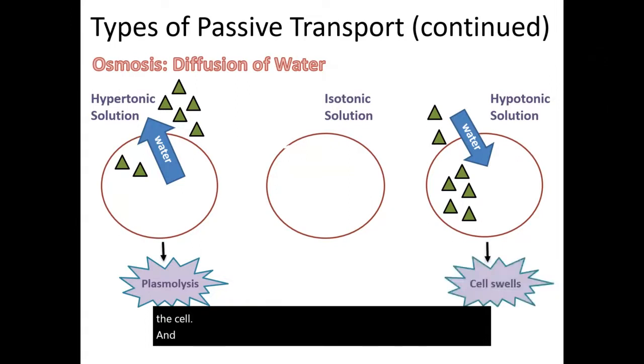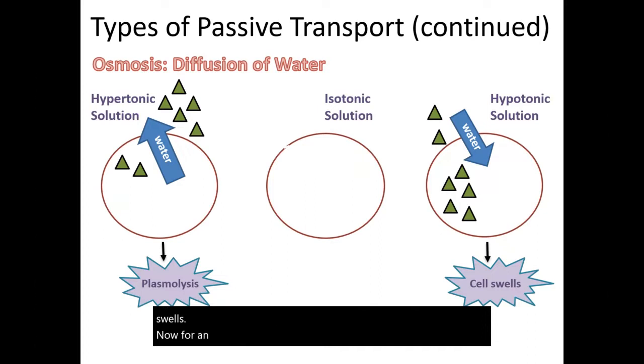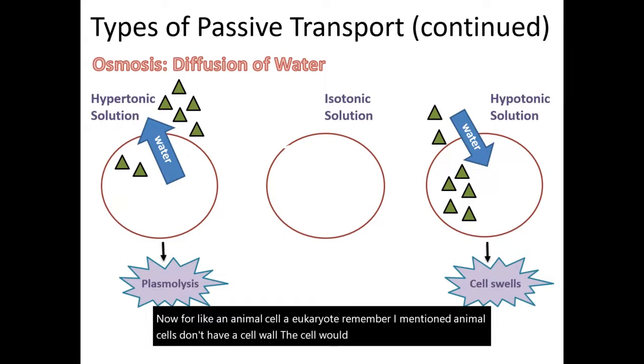And when that happens, the cell is going to swell. But again, because of the cell wall that a lot of prokaryotes have, the cell won't necessarily burst, but it will get just a little bit larger, right? Because water's rushing into it. So for a prokaryote, we say the cell swells. Now for like an animal cell, a eukaryote, because remember I mentioned animal cells don't have a cell wall, the cell would burst, okay?